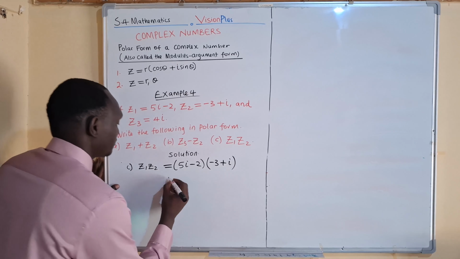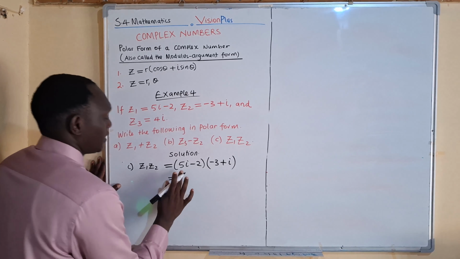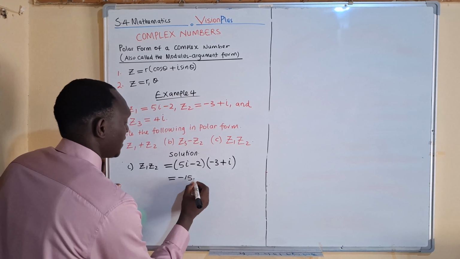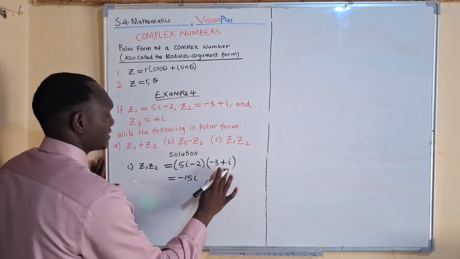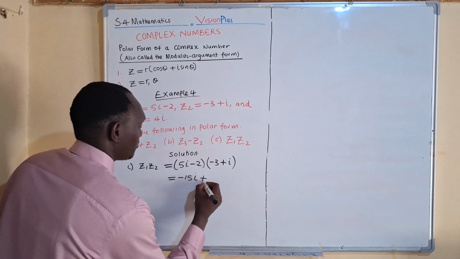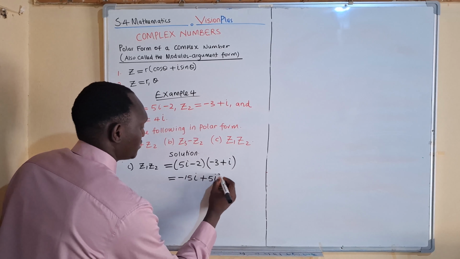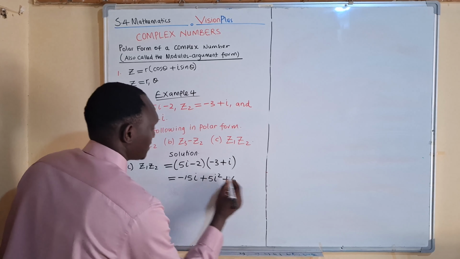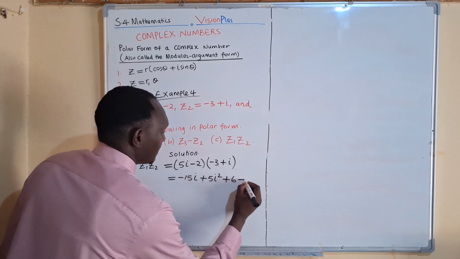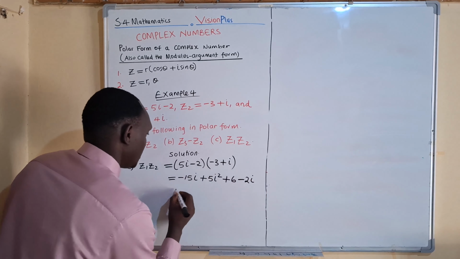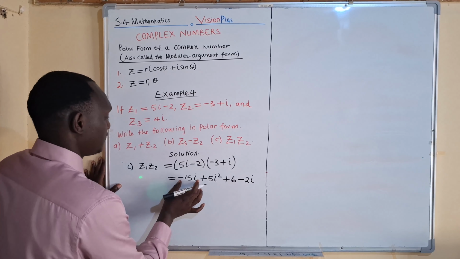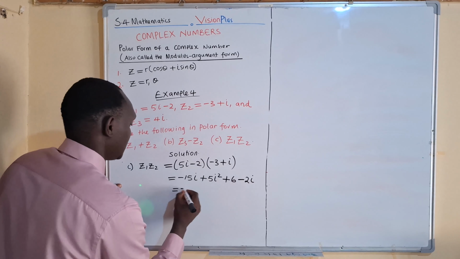Okay, welcome back. 5i times negative 3, that is negative 15i. 5i times i, that is positive 5i squared. Negative 2 times negative 3, positive 6. Negative 2 times i, negative 2i. Then we will see we are going to have negative 15i minus 2i, negative 17i.